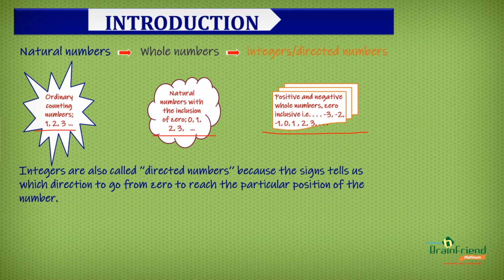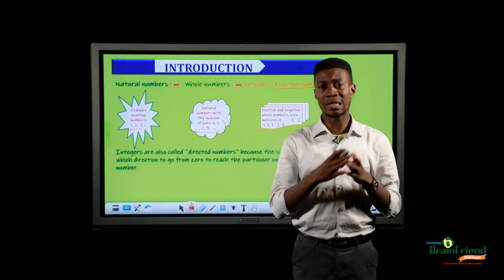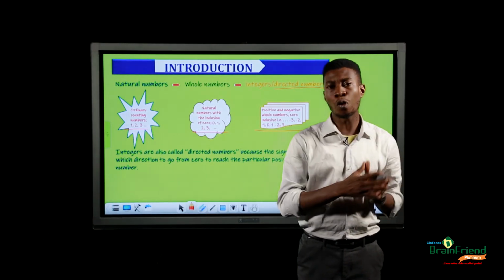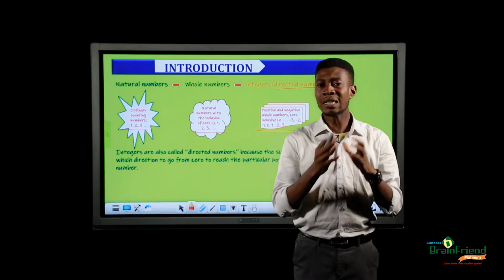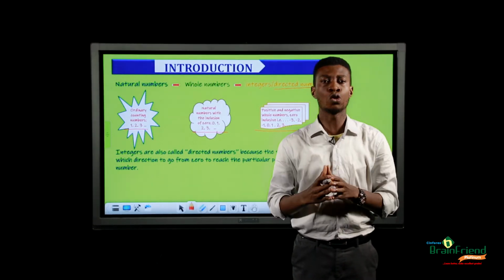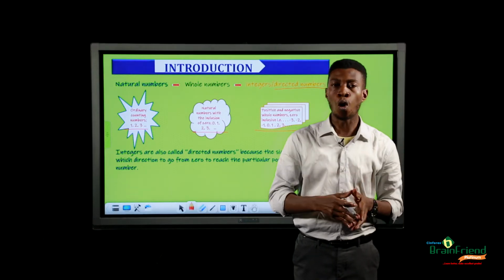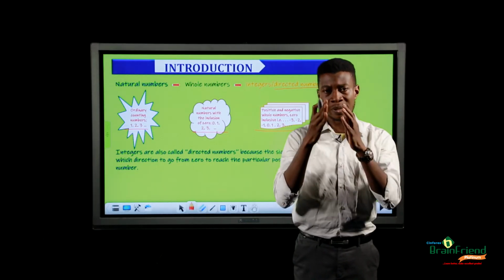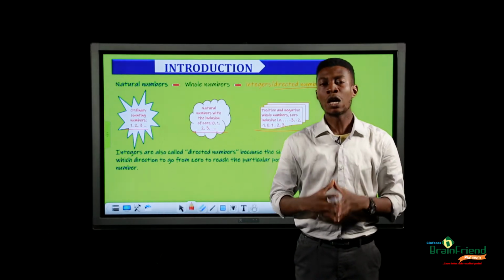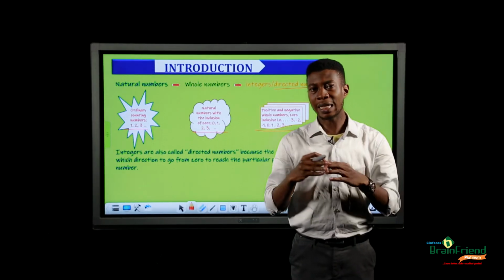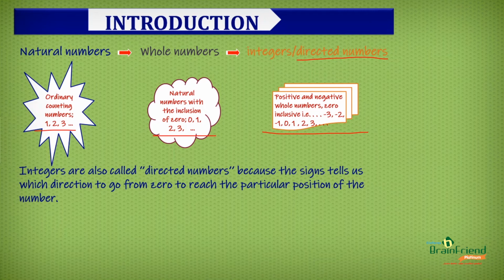Another name for integers is directed numbers because they have a sign attached to them. When I mean a sign, it's either a positive or a negative. So this sign tells us what direction to locate the number, either in the positive direction or in the negative direction from 0, our origin. We are going to learn more about this when we get to the number line. But before we get there, let's look at some examples on addition and subtraction.